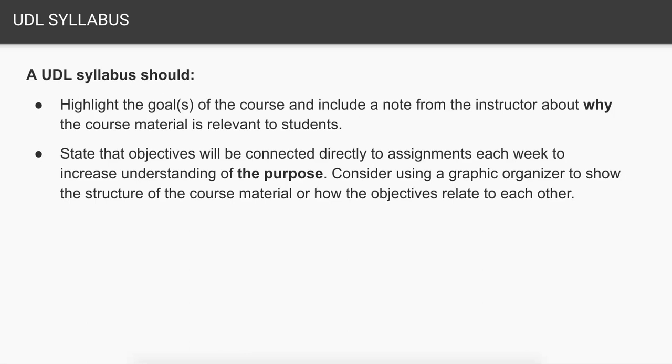It's helpful right after each assignment to list the objective again, even if you are listing it at the top of your syllabus, what objectives are covered in the class or what goals are covered in the class. You can also put it right next to the assignment, so students can see that in the syllabus, and then also even in Blackboard, you can include the objectives so that they see the purpose right next to the assignment and they can make that connection. You can also use a graphic organizer to show the structure of the course material and how the objectives relate to each other and to the course material.